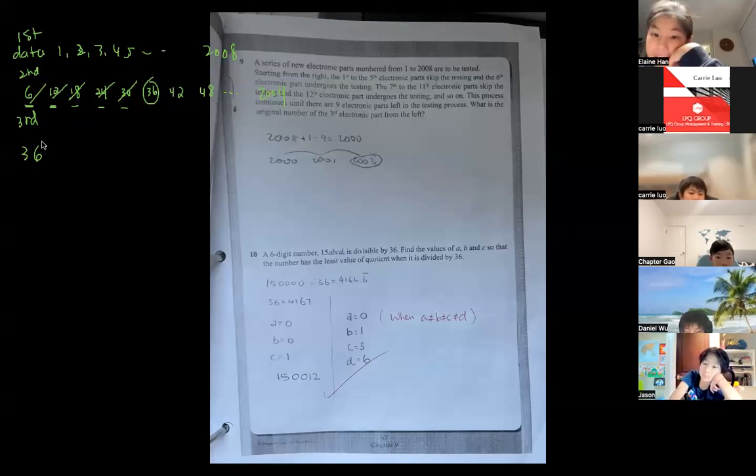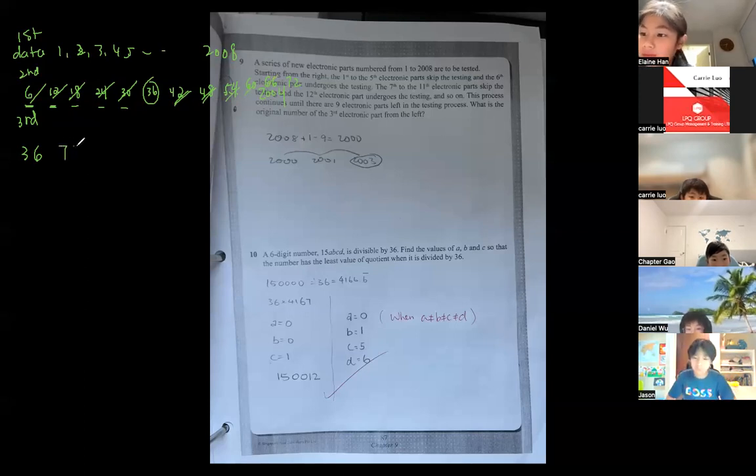Understand? So let's take a look at this one. So 42 is skipped again. So 48, and I'm going to do 54 and 60 and 66 and 72. You can see 1, 2, 3, 4, 5 is skipped, and another 72 has been tested.